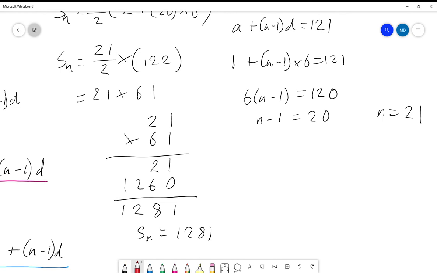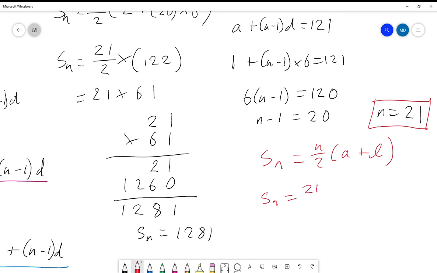Now, let's use the other option where we've got Sn is equal to n over 2 lots of a plus l, where l is our last term. Well, we need to work out n either way, so we still need to work out that using exactly the same method. So imagine we've done that. We will get Sn is equal to 21 over 2 multiplied by 1 plus 121. And as you can see, we're already at the point where we've got 21 over 2 times by 122, and that's going to work out in exactly the same way as 1,281.